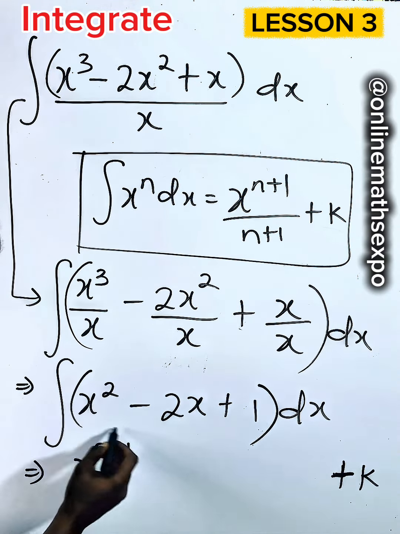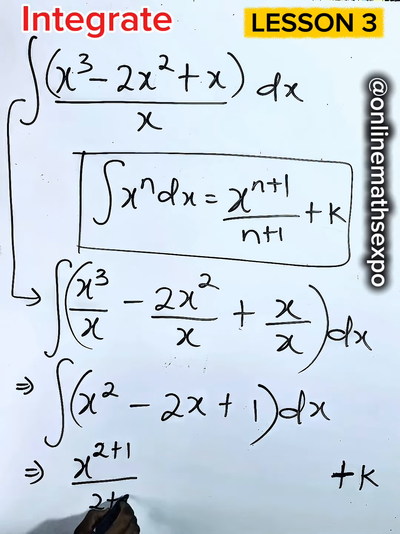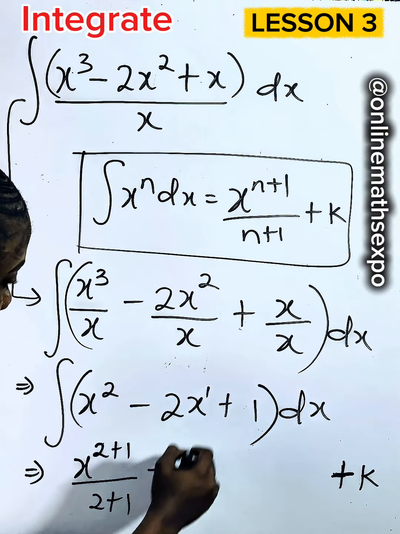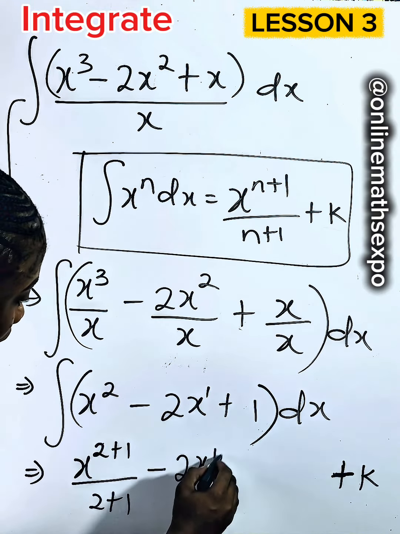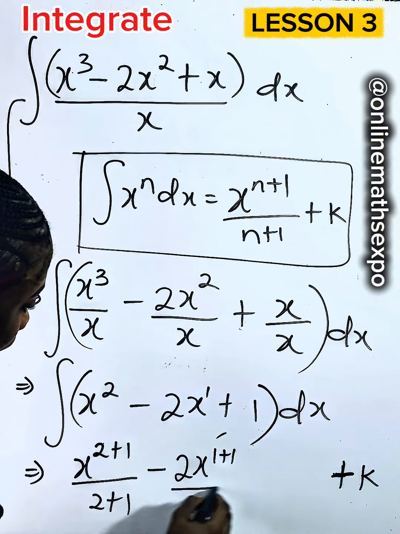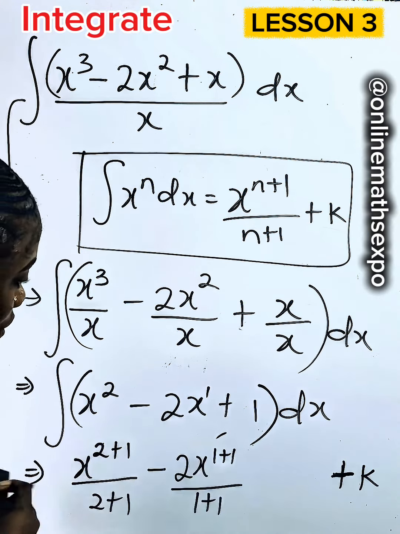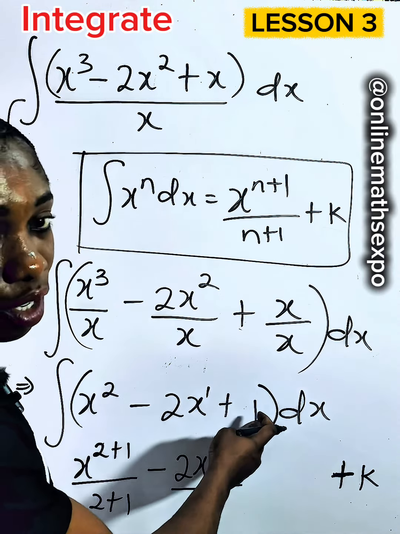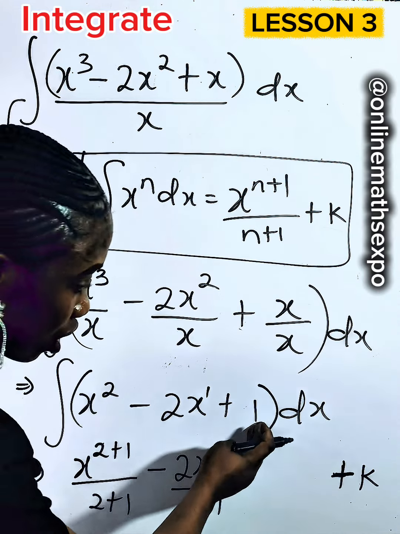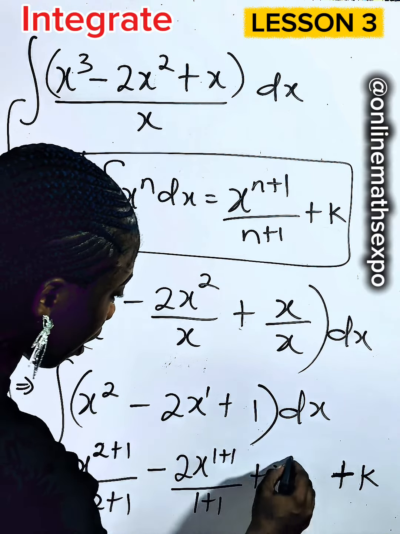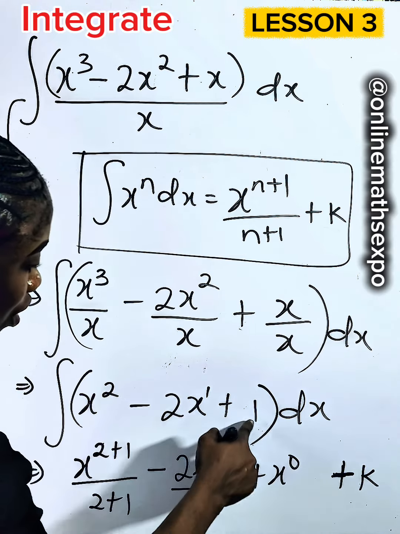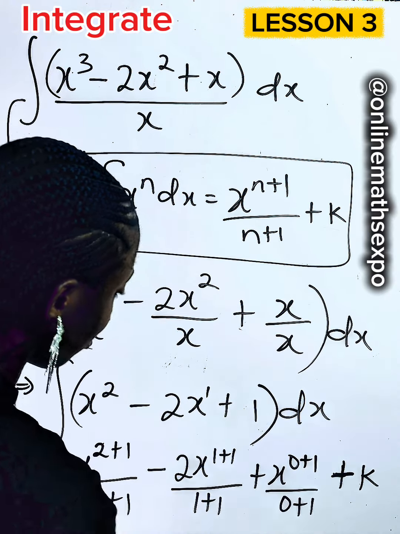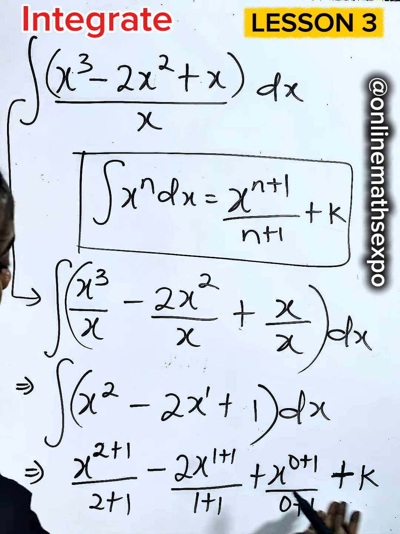Use this power you have to divide. So you have plus 1, minus, do the same here. Remember, x is x to the power of 1, so you have 2, then increase the power by 1 and use it to divide. Remember, we are integrating with respect to x. Since we have a constant 1, we said it is the same as x to the power of 0, because x to the power of 0 gives you 1. Then increase it by 1 and use it to divide. That is all. So simplify this.